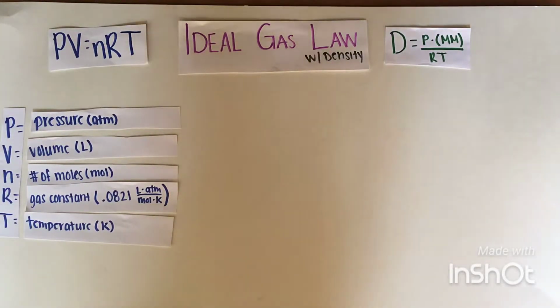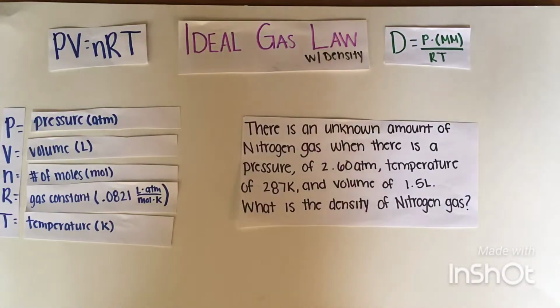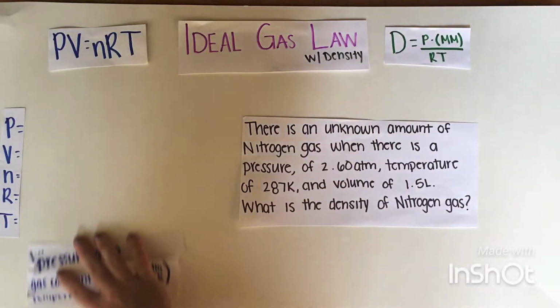Now today, I'll be using this problem. And it says, there is an unknown amount of nitrogen gas when there is a pressure of 2.60 atms, temperature of 287 kelvins, and a volume of 1.5 liters. What is the density of nitrogen gas? So let's fill in the blanks with what we know.